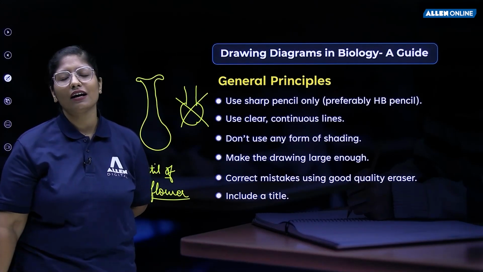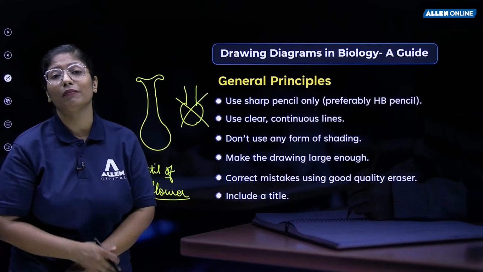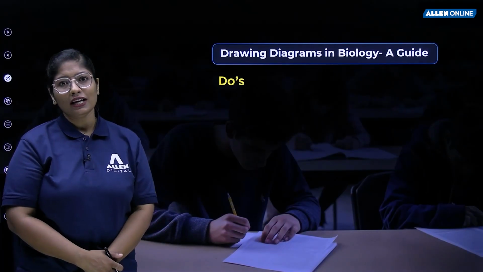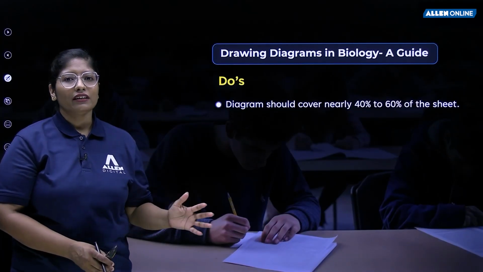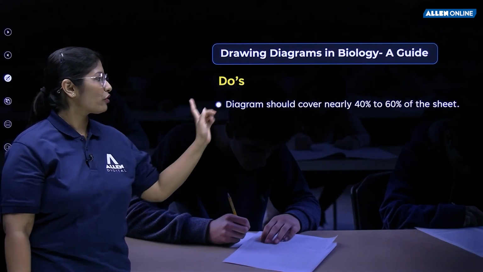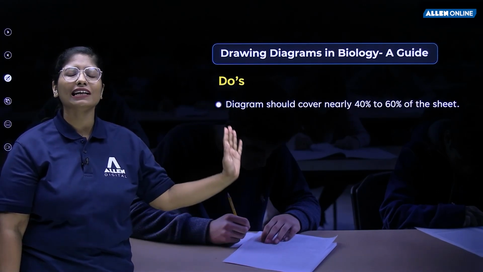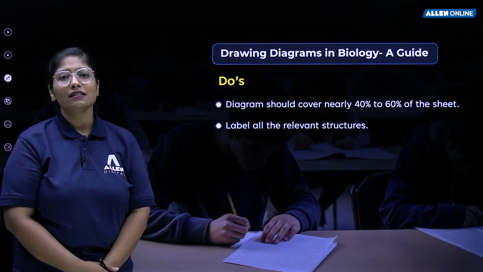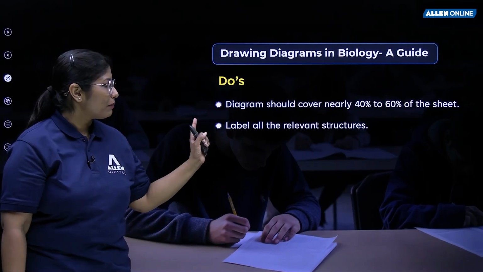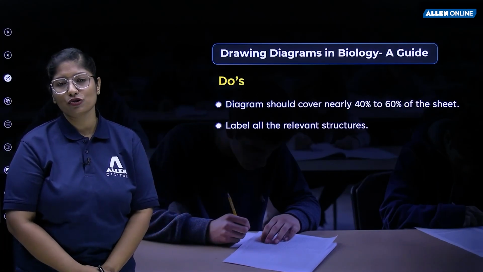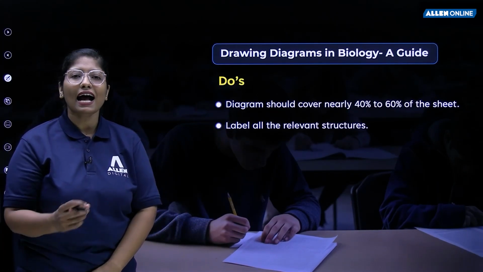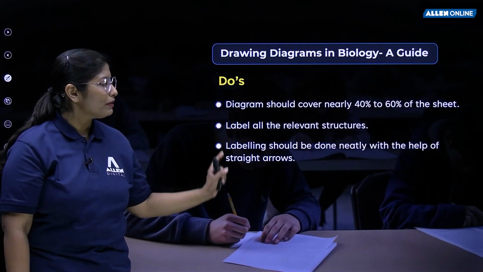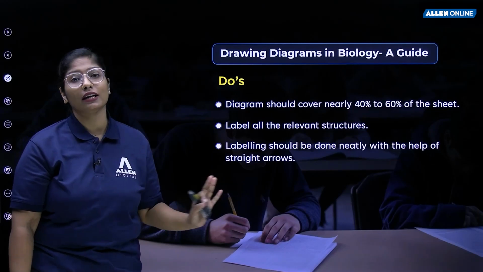Okay, now there are some do's and don'ts which you have to keep in mind when you're drawing the diagram. Okay, so first we'll see some do's which you have to do. Now, whenever you're drawing the diagram, cover 40 to 60% of the area. So your diagram should cover nearly 40 to 60% of the sheet. Okay. Next is that whenever you're drawing the diagram, label all the relevant structures of your diagram. Okay, and you should label them with the straight arrows. Okay, so labeling should be done neatly with the help of straight arrows.